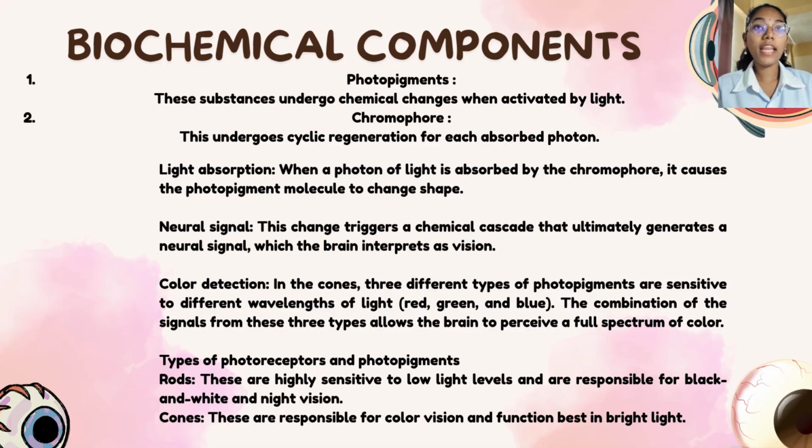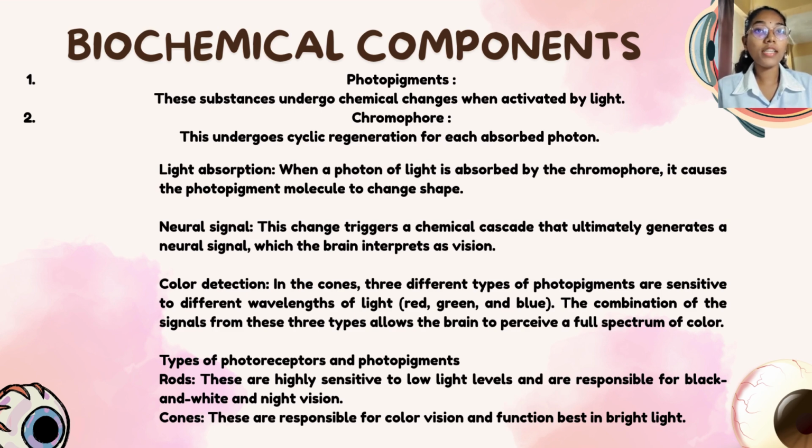Now let's move on to the next part of my presentation, which is related to biochemistry. Now I'm going to explain the biochemical components in our eyes. First, photopigments, and second, chromophore. What are photopigments? These substances undergo chemical changes when activated by light. Chromophore undergoes cyclic regeneration for each absorbed photon.